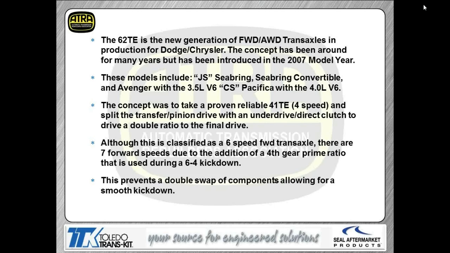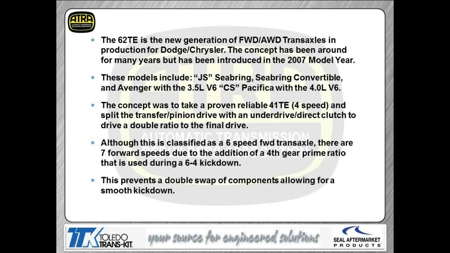Okay, back to the webinar. The 62TE, even though Chrysler says it's their new generation front-wheel drive or all-wheel drive version of it, has been out since 2007, so the concept is already 7 years old. The concept of this transmission has actually been taken from the 41TE. Chrysler felt that was a pretty reliable transmission, so off the 4-speed they've developed this 6-speed. Basically what they've done is they split the final drive to whether it's going to be underdriven or direct drive. So that's how they can have a double ratio on the final drive.